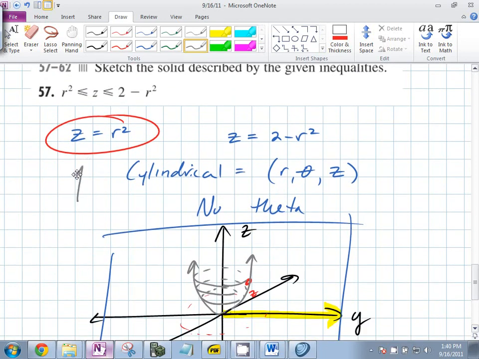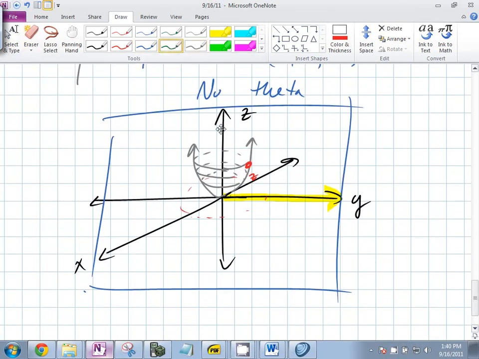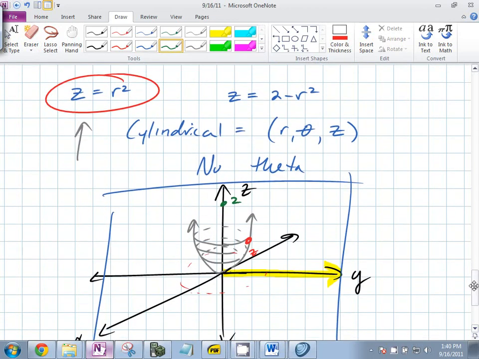What happens if it's 2 minus r squared? What happens if r is 0? It's 2. So let's say 2 high is up here. Is this parabola facing up or down? Down. This just goes down. It's just like a football, exactly.